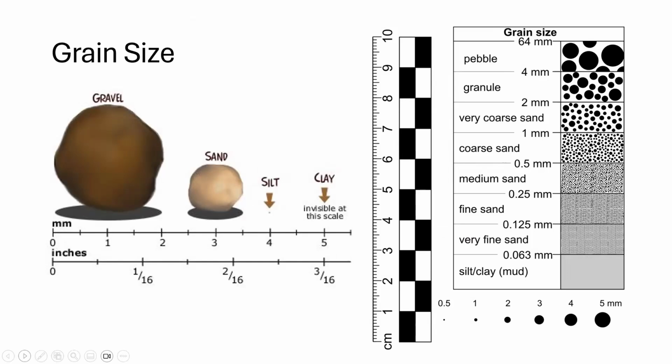Another concept that we need to understand is grain size. The gravels will give us conglomerate and breccia, and then sand particles will give us sandstone, and then silt particles. Silt is basically between sand and mud, or sand and clay. If you're feeling it with your fingers, you'll feel some grit, but it's still very fine. That's why we're saying it's between sand and clay.